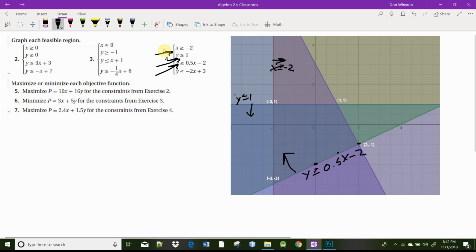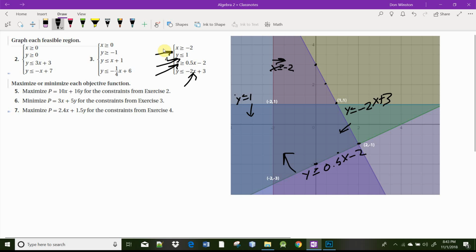Right? And then the last inequality is y is less than or equal to minus 2x plus 3. So my y-intercept is 3, and I go down 2 and over 1. So this is the inequality y is less than or equal to minus 2x plus 3. Okay, and we have to be below that line.